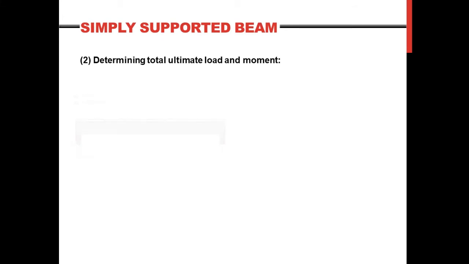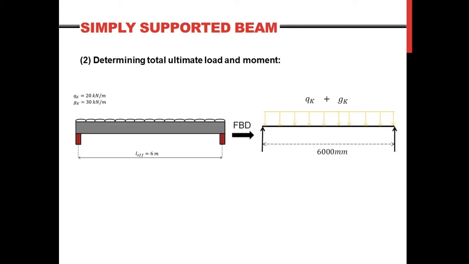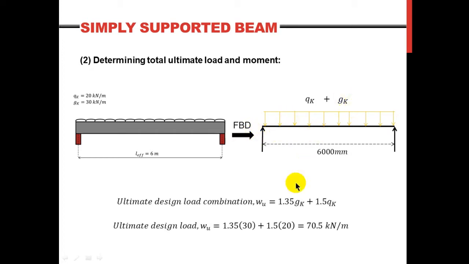Now, I'm going to move on and determine the total ultimate load at the moment. So, as we said, we need the beam. We already have the loads, okay? And if we just draw the free body diagram, it's simply going to look something like this. And then we take the ultimate design load combination, and we know that for the ultimate design, we take this partial factor of safety for the dead load, and this is for the live load.